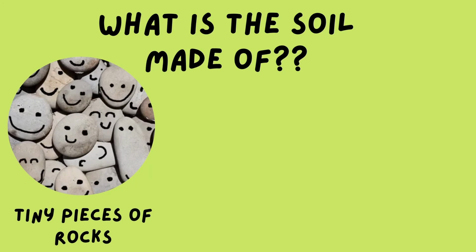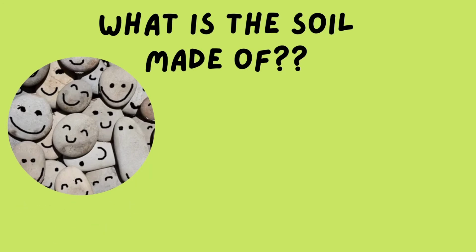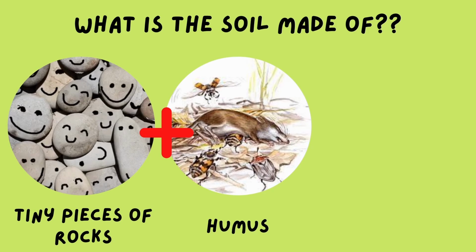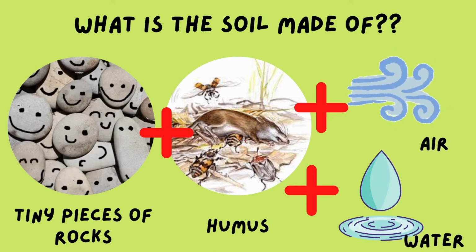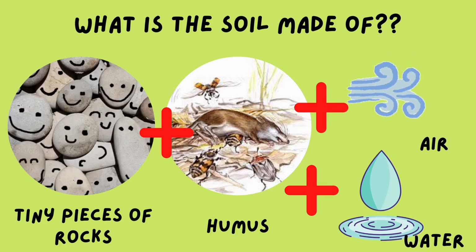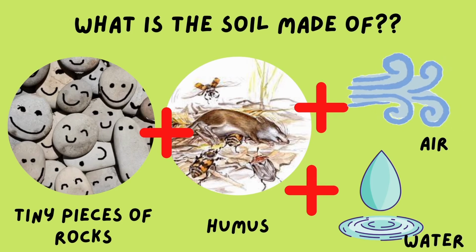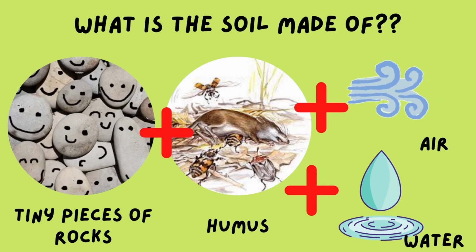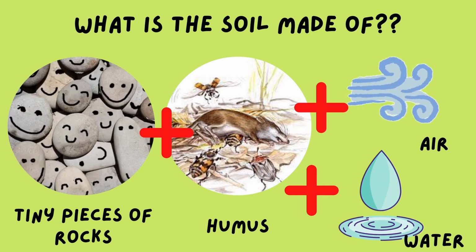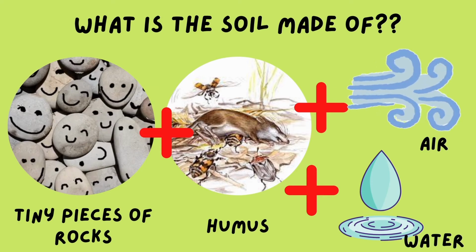The tiny pieces of rocks mix with humus and air and water to form the soil. So the soil is made of tiny pieces of rocks, humus, air, and water.